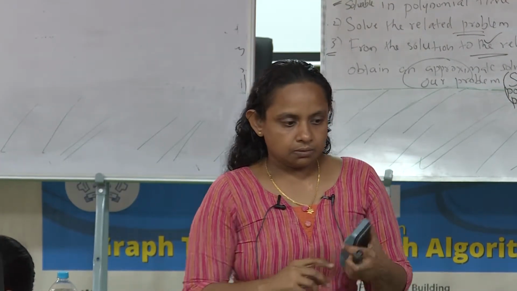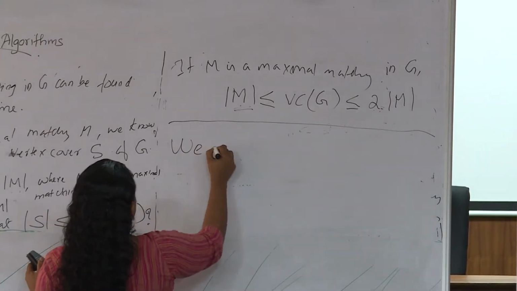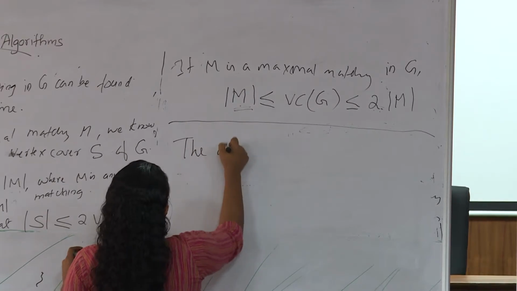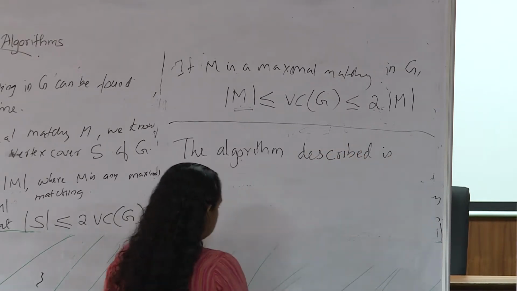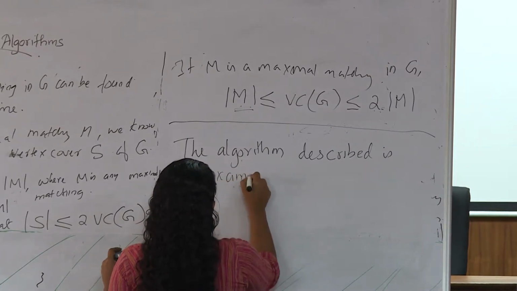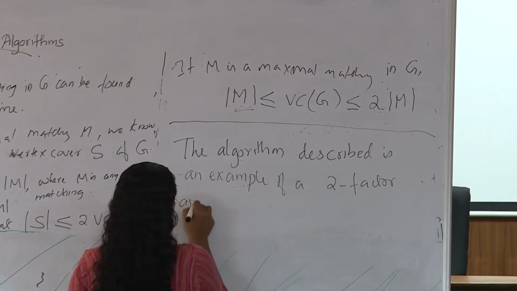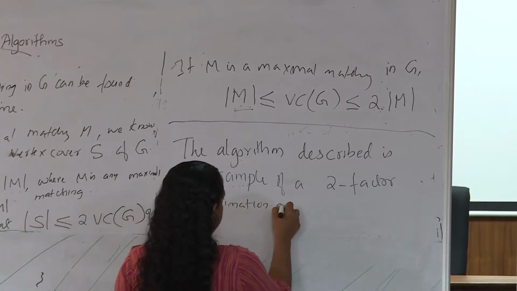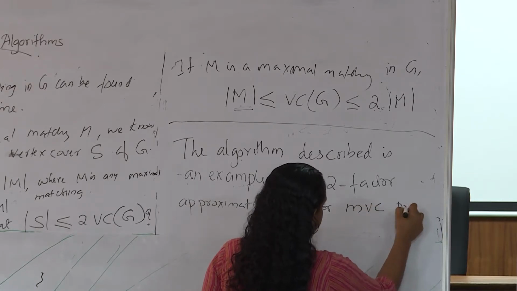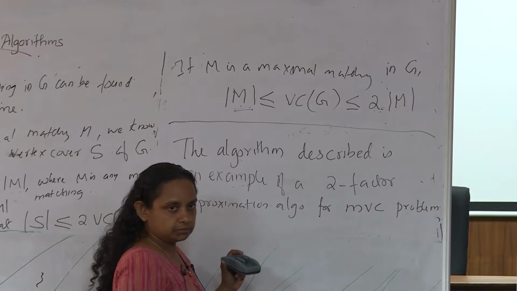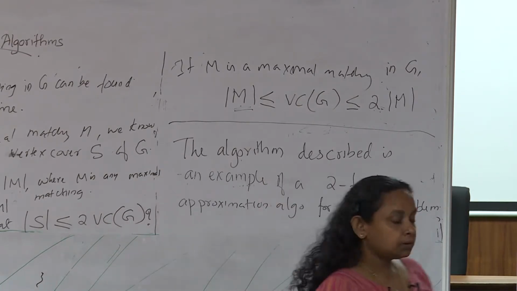Okay. So we say that the algorithm described is an example of a two-factor approximation algorithm. It is polynomial time for the minimum vertex cover problem for any graph, right? So, any questions now?